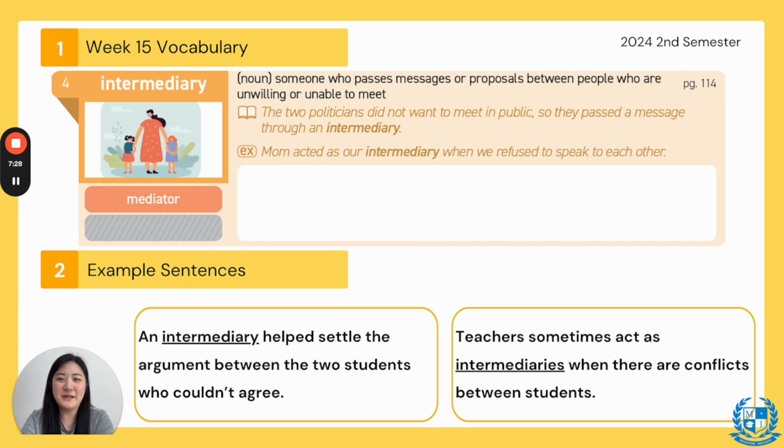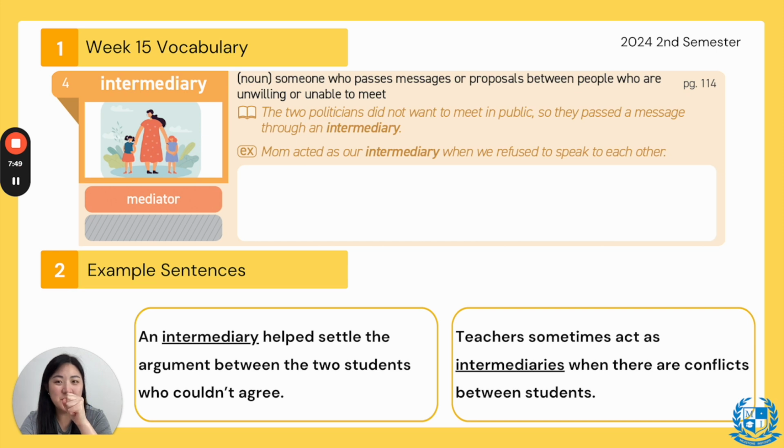Number 4, everyone say intermediary. Intermediary. The synonym is a mediator, and it is a noun. It means someone who passes messages or proposals between people who are unwilling or unable to meet. So what does that whole long definition mean? It just means the middleman.